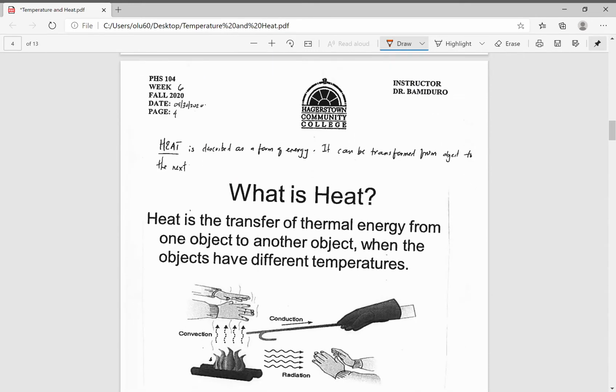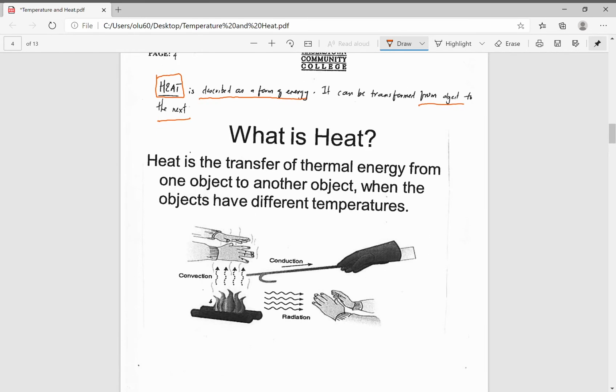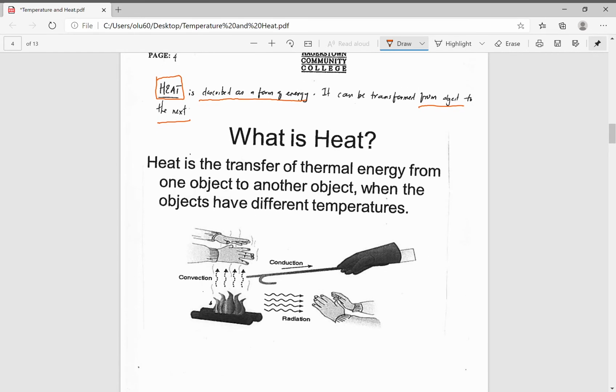Now, another phenomenon. We just talked about temperature. Let's talk about heat. Okay. So heat is described as a form of energy, right? So it can be transferred from one object to the next. And you have different variations of this transfer mode. We have what's known as conduction, convection, and then radiation, which we'll talk about more as we go further into our discussion.